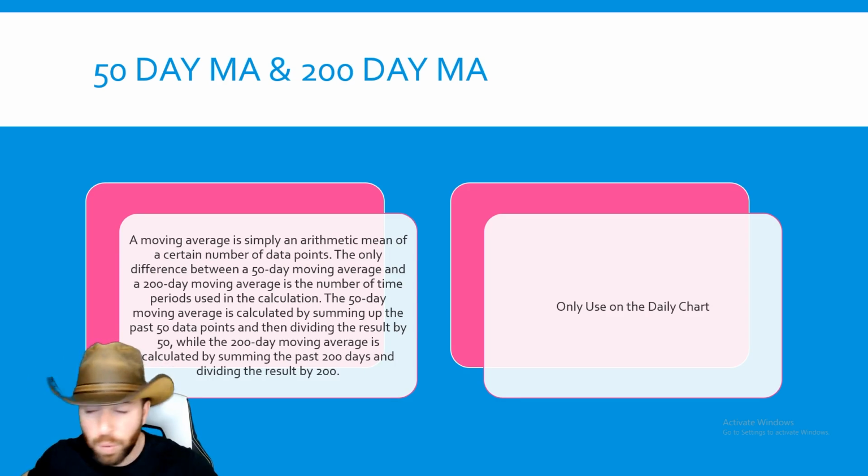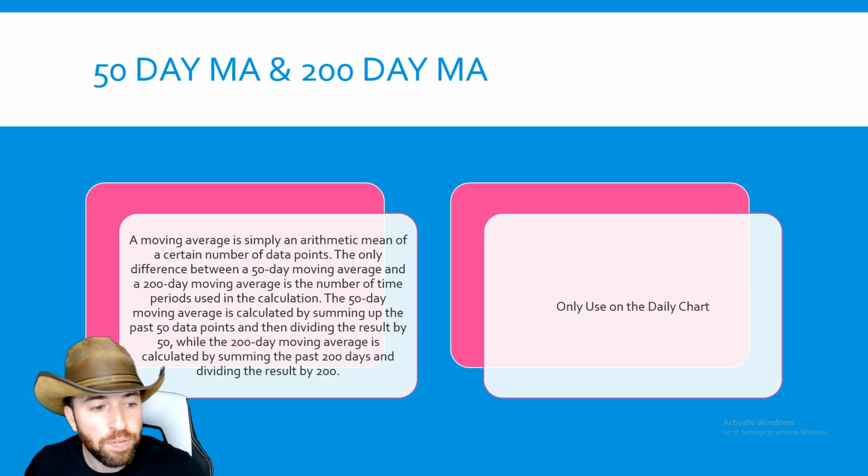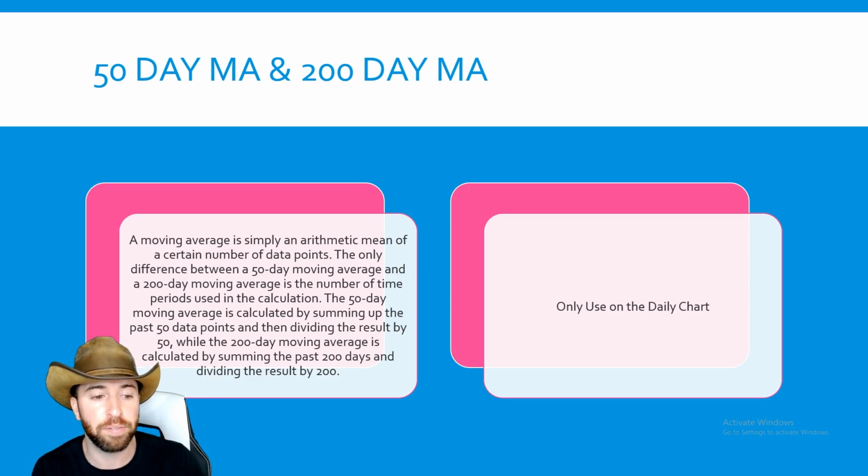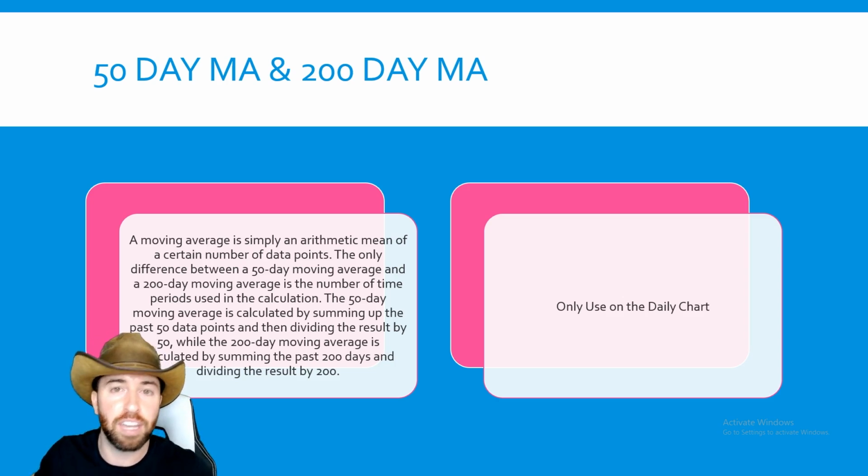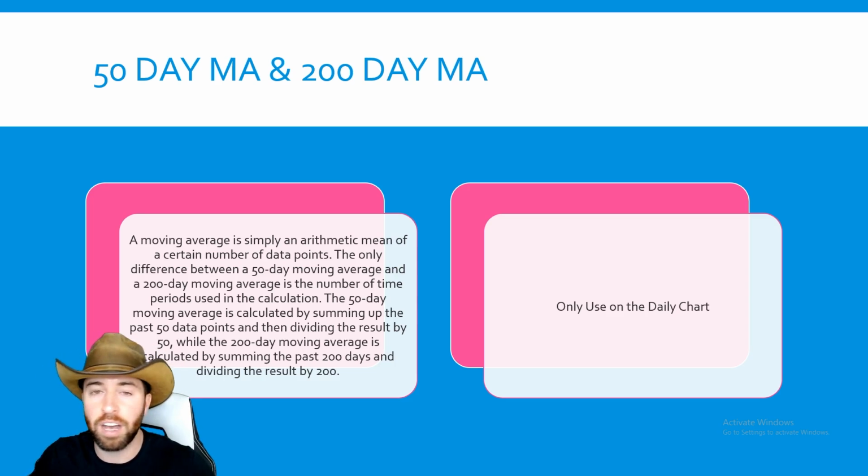So why? What are these first off? Well, a moving average is simply an arithmetic mean of a certain number of data points. The only difference between a 50-day moving average and a 200-day moving average is the number of time periods used in the calculation. Obviously, 50 days compared to 200. The 50-day moving average is calculated by summing up the past 50 data points and then dividing by 50, while the 200-day moving average is calculated by summing the past 200 days and dividing by 200, right? So again, there's not much difference between the two other than the way they calculate it, which is 50-day or 200-day.